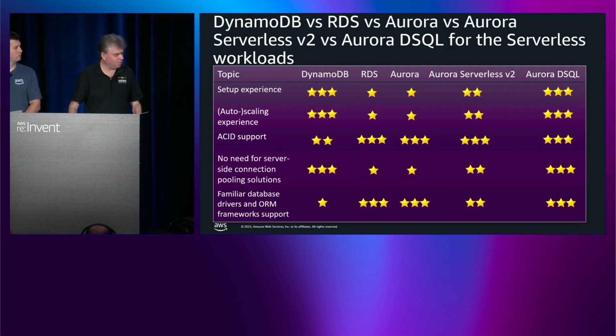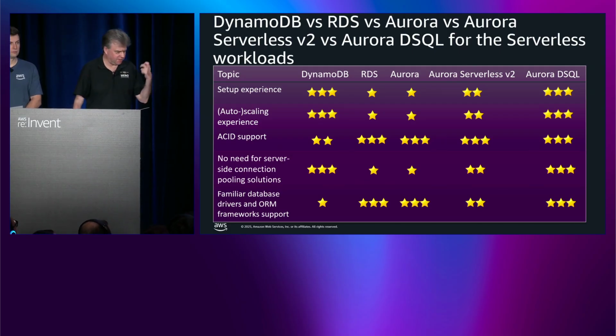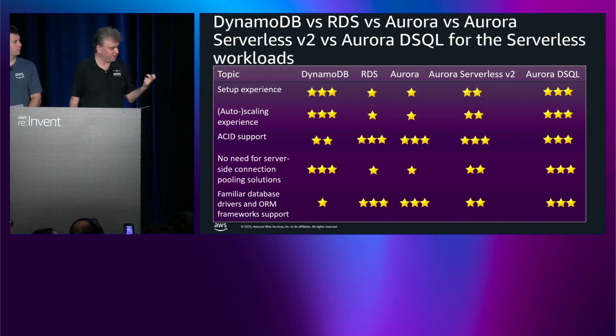Now I will provide you an opinionated comparison of the databases that we talked about, DynamoDB, RDS, Aurora, Aurora Serverless v2, and now DSQL, but only for the serverless workload. Please understand, 3 stars doesn't mean it's 3 times better than 1 star, but 3 stars means it's just a better fit for the serverless workload, or solves the problem better than 2 stars, and 2 stars solves the problem better than 1 star. So setup experience, Aurora DSQL, brilliant, like DynamoDB.